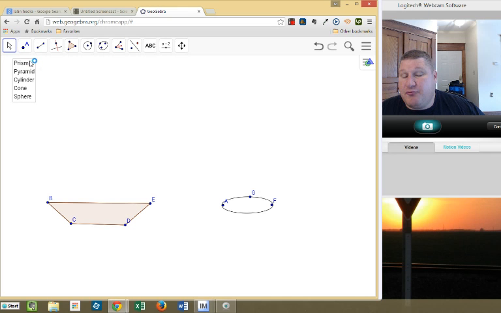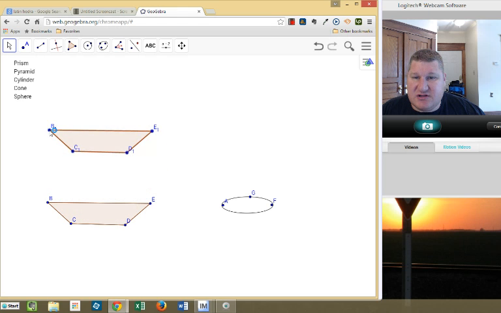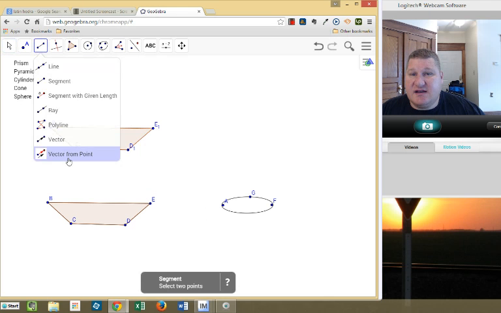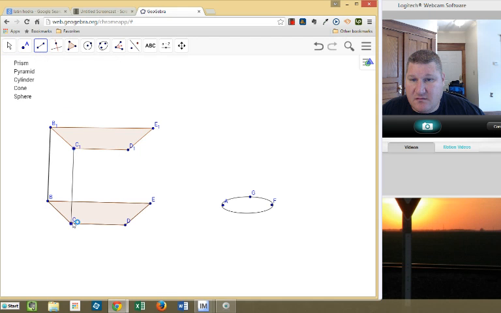Now, a prism is a two-dimensional shape stretched into 3 dimensions. In this case, I'm going to copy the figure. The reason I'm going to copy the figure is because we're going to take this figure and move it up and just stretch it in 3 dimensions. And as long as I stretch it right up here and connect with segments, we now have a 3-dimensional prism.